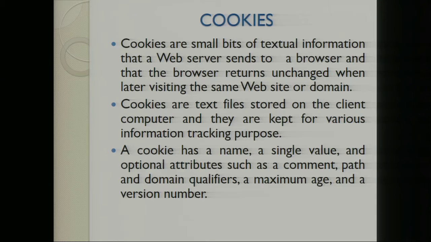A cookie will have a name, called the cookie name, along with a single value, the cookie value. It's a pair of two arguments, a cookie name and a cookie value, and optional other attributes such as the comment, the path, the domain qualifiers, the maximum age and the version number of that cookie. These are optional attributes, but mainly it has to have a cookie name and cookie value.